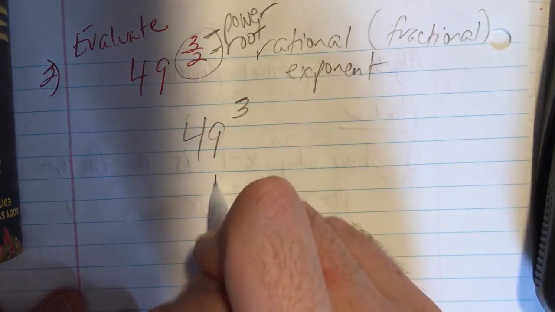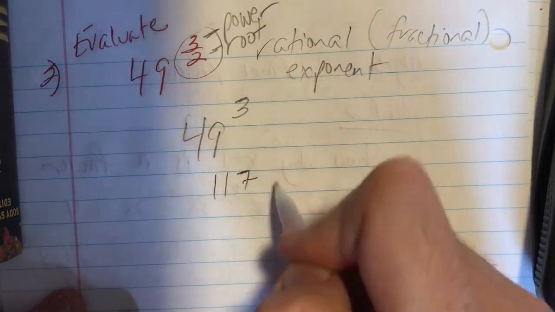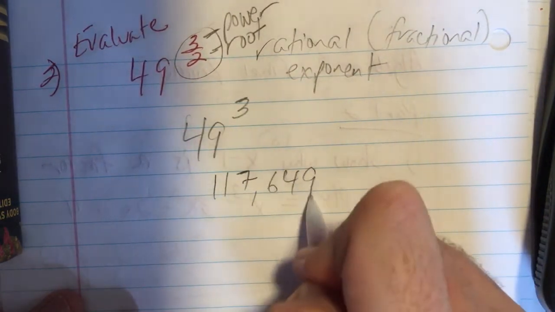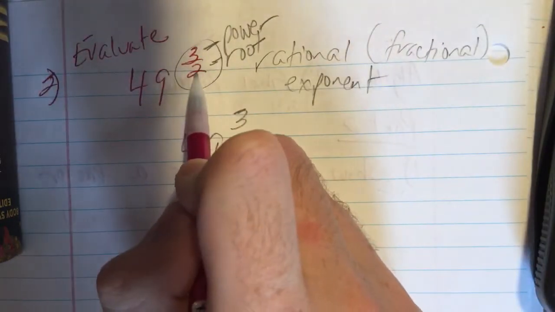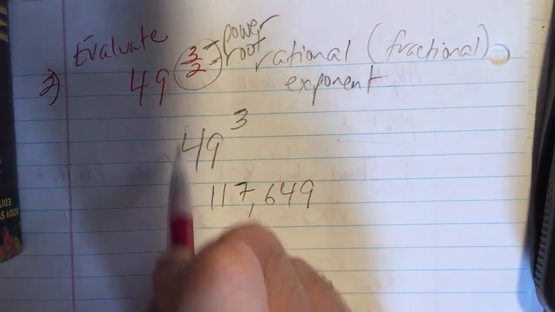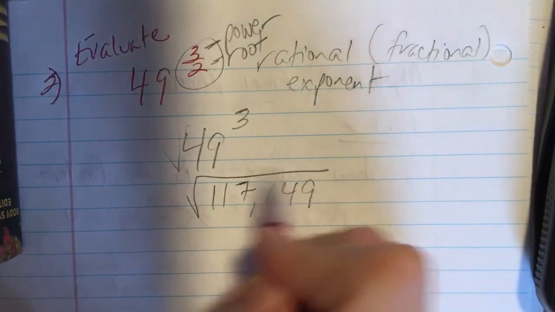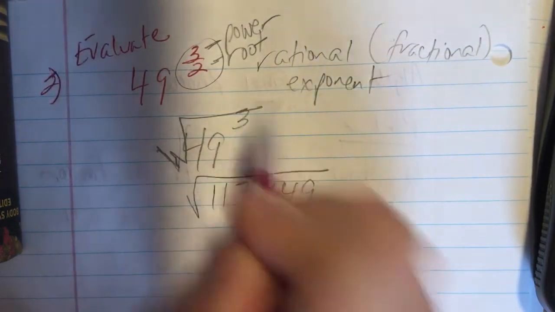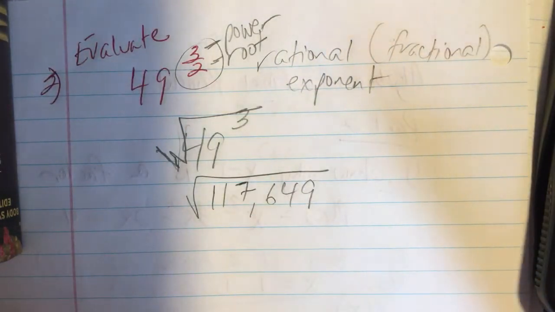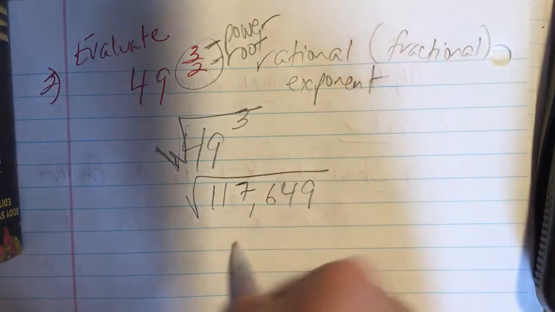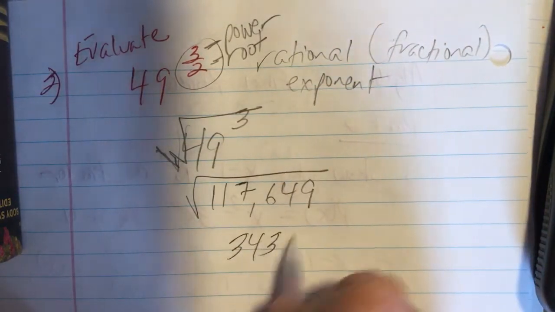That's going to be 117,649. And then the 2 is in the denominator, which is the root. So that means we take the square root of that expression, and we do that on the calculator also. The square root of the answer that we just had, 343, would be your output.